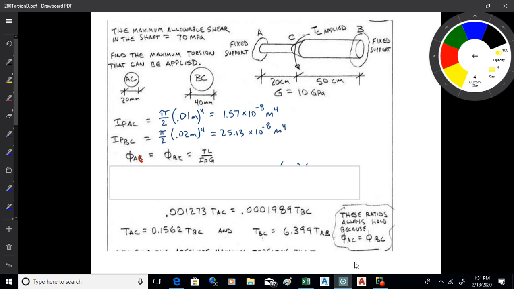So we good? Pi over 2 times 0.01 because we want half the diameter. 20 millimeters is 2 centimeters, and half of that's 0.01 meters. So 1.57 times 10 to the minus 8. Okay. All right, so there you go.